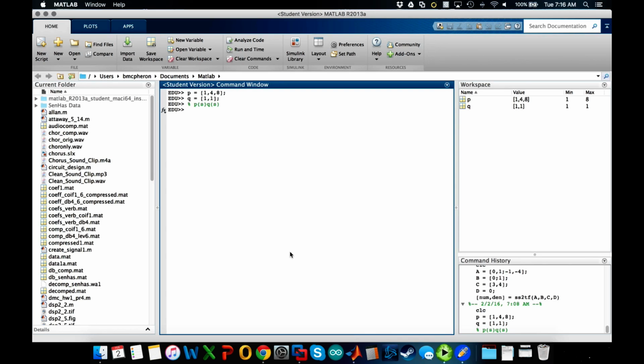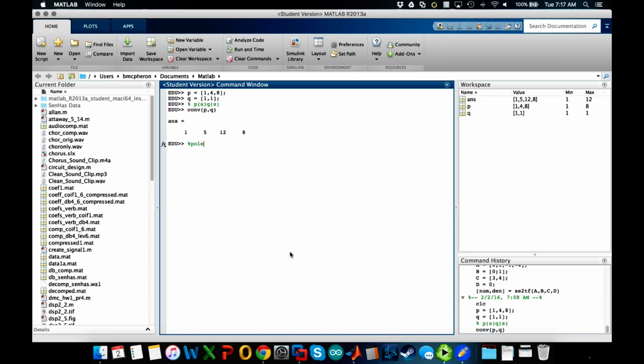All right, and what we want to do then is take the convolution command to find the multiplication between them. All right, so this is going to be CONV of P comma Q. All right, and we should get the answer here, which if you check by hand, you'll see that that actually is the correct multiplication between them.